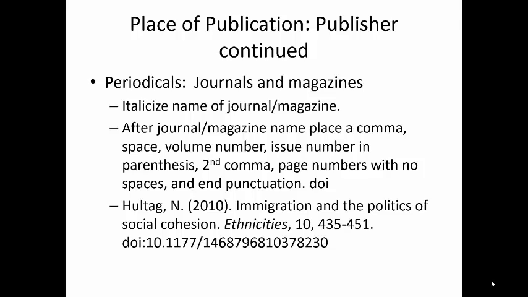After the journal or magazine name, place a comma, space, volume number, issue number in parentheses, second comma, page numbers with no spaces, and end punctuation. Finally, you list the digital object identifier, which is where you found the article.